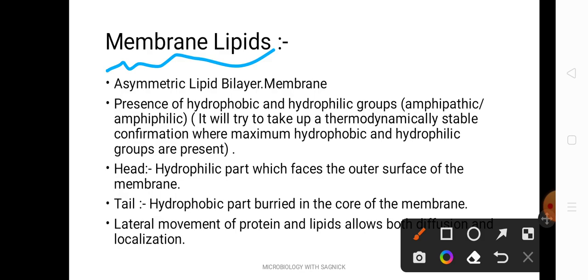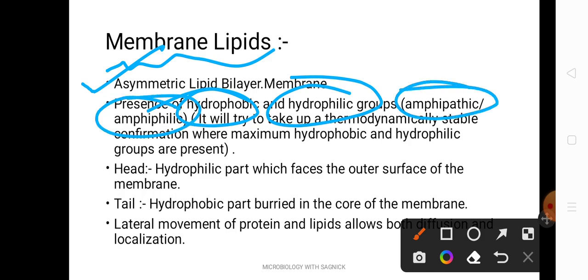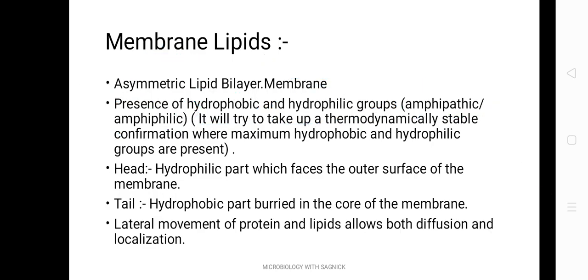Membrane lipids first of all exist in the cell membrane as an asymmetric lipid bilayer, and in membrane lipids there is a presence of both hydrophobic and hydrophilic groups. That is why membrane lipids are amphipathic or amphiphilic molecules. The lipids present in the cell membrane are mainly phospholipids. We have already done a detailed lecture on phospholipids in our lipid playlist. You can go and watch this video to understand what phospholipids are.